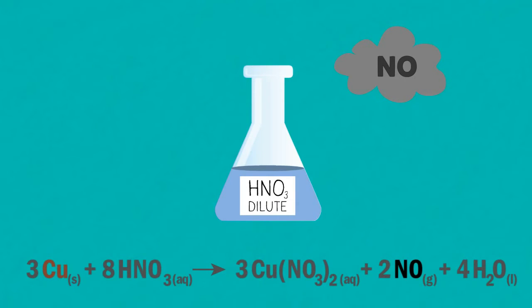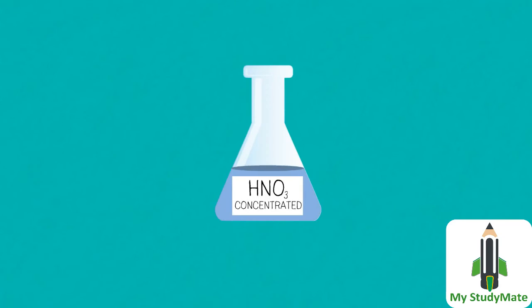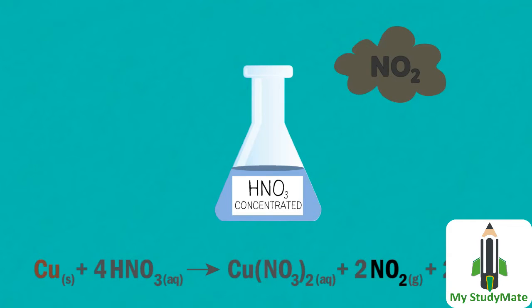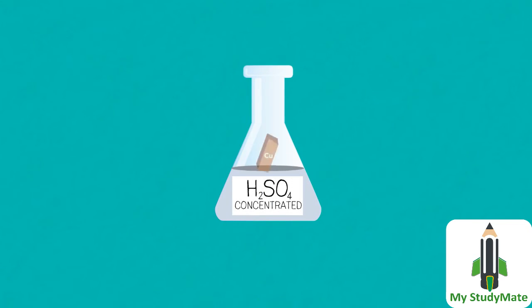Copper will produce nitrogen oxide gas in dilute nitric acid as shown by this equation. Whereas in concentrated nitric acid, nitrogen dioxide is produced as shown by this reaction. However, you should be warned that nitrogen dioxide is toxic.